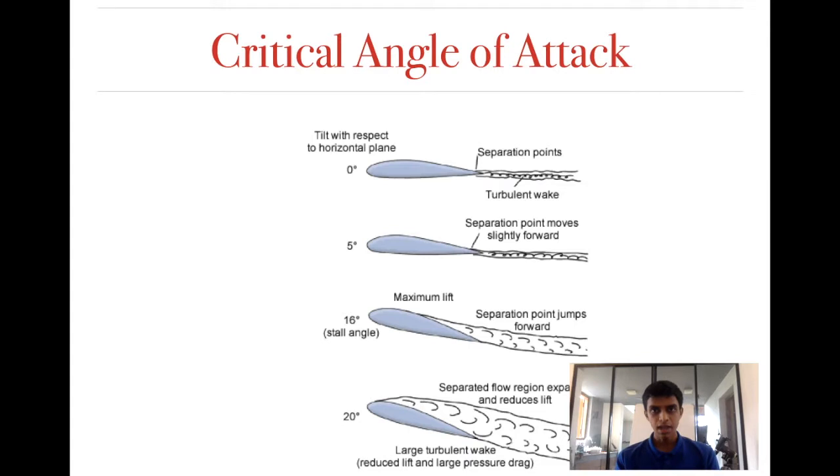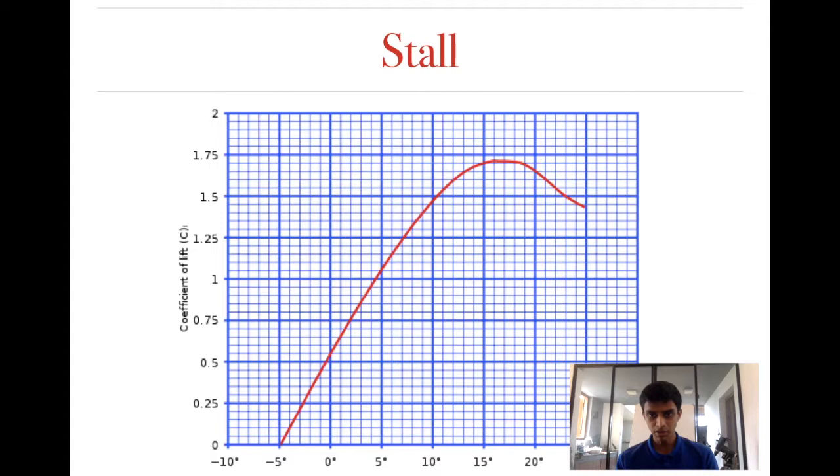Right, now the critical angle of attack. Critical angle of attack is basically the maximum angle of attack you can get without encountering a stall. So take a look at this. The critical angle of attack would be 25 degrees. It's the angle just before the stall.